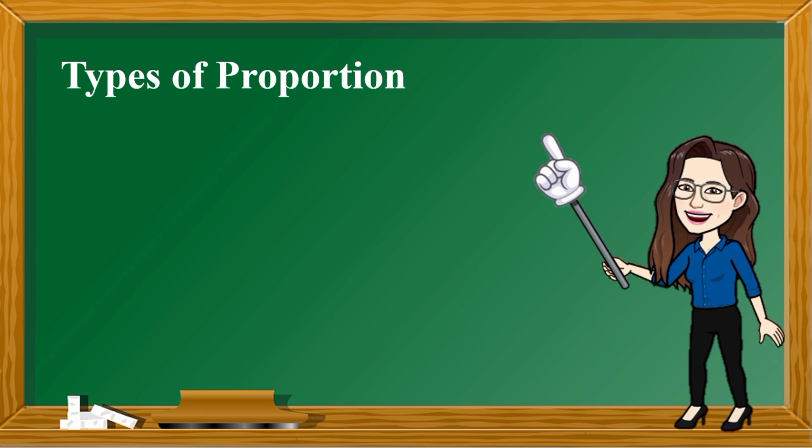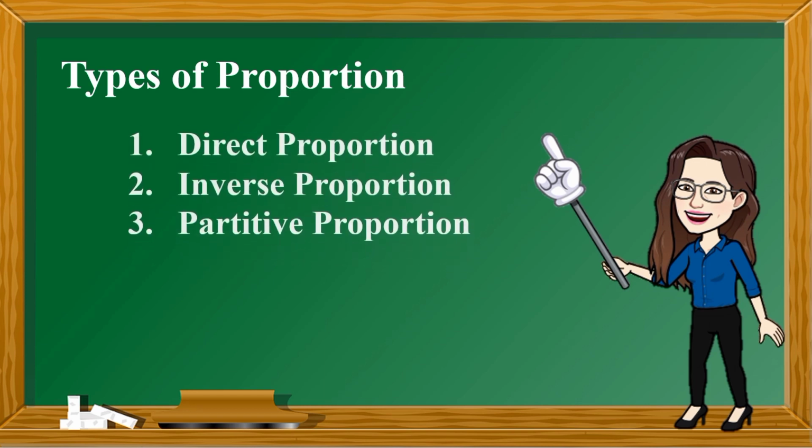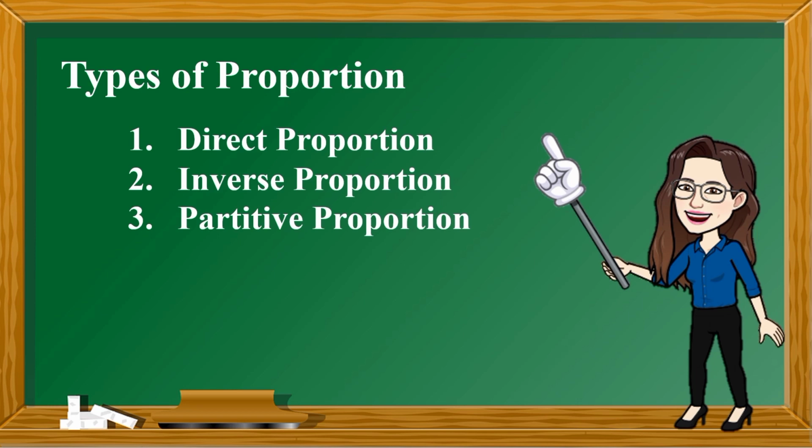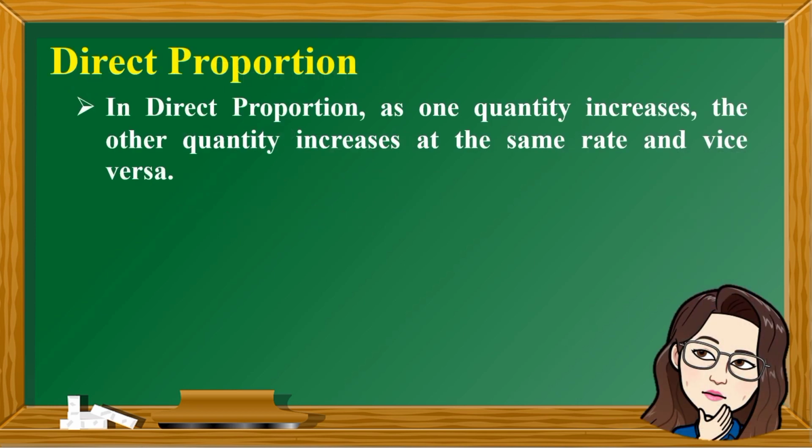Proportion has 3 types: direct proportion, inverse proportion, and partitive proportion. Let's discuss it one by one. The first type of proportion is direct proportion. In direct proportion, as one quantity increases, the other quantity increases at the same rate and vice versa.